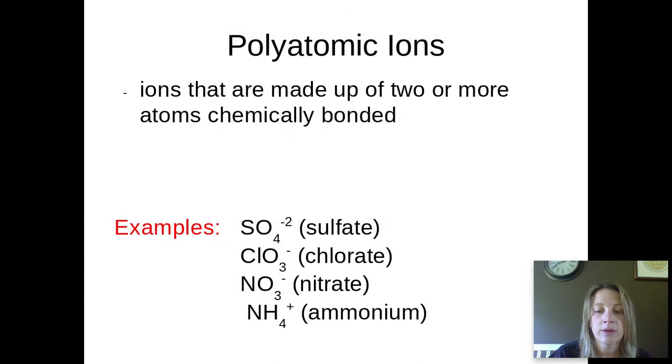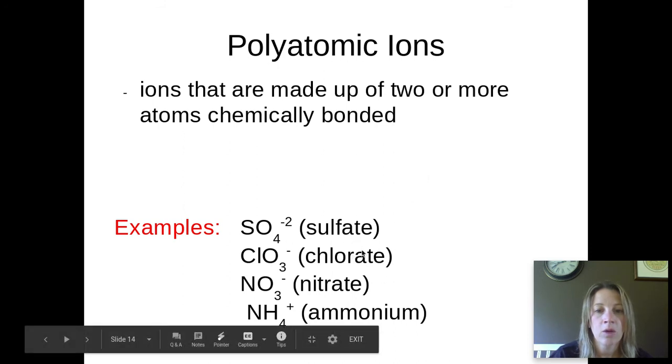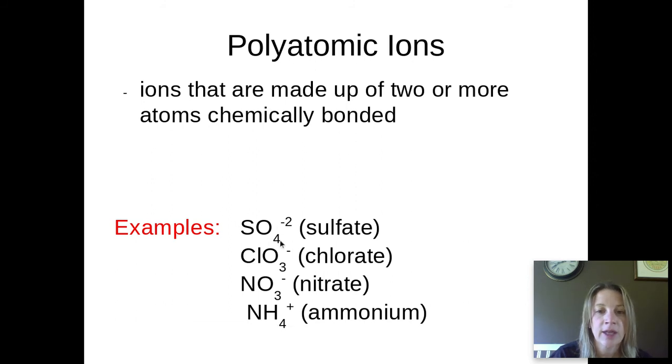Some examples are given below. We have sulfate, chlorate, nitrate, a positive one called ammonium. And you can tell here they're polyatomic because there's more than one element chemically combined, yet the entire group of atoms has that -2 charge in this case. So it's not just one element that has that charge.